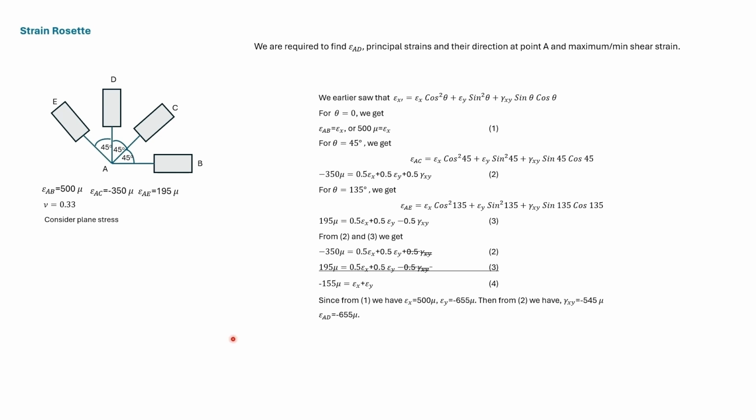We have a strain rosette with the strain gauges aligned at 45 degrees to each other. We are given epsilon AB, epsilon AC, and epsilon AE. We are required to find out epsilon AD. Nu is given and we consider plane stress. We are also required to find out principal strains and their directions, as well as the absolute maximum and minimum shear strain.